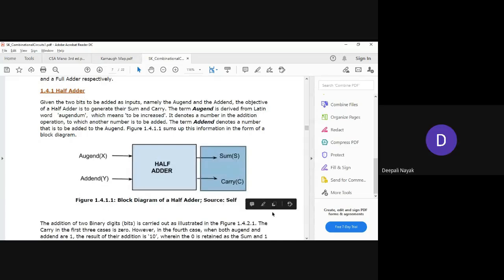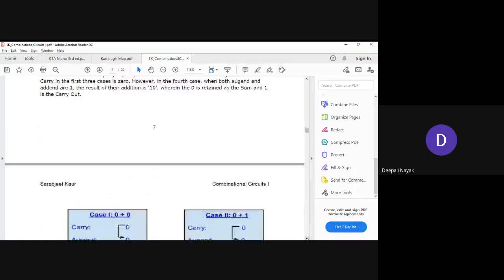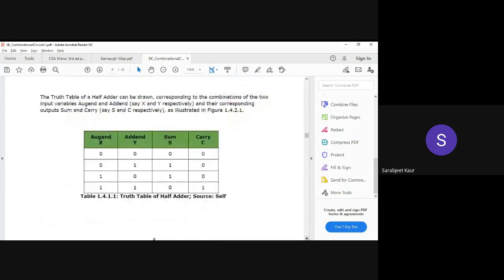Two, namely sum and carry. So for each of these, obviously we require a Boolean expression. First we will obtain the Boolean expression for the sum, and then we will obtain the Boolean expression for carry.